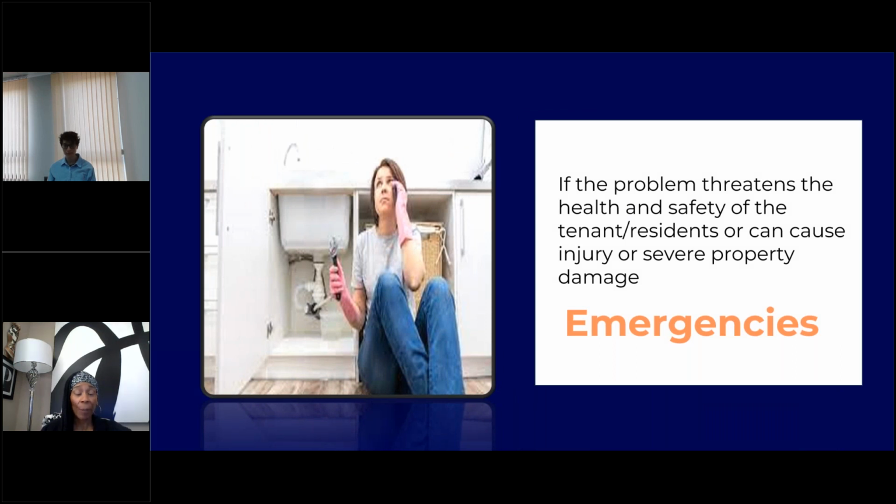Now, an emergency is if the problem threatens the health and safety of the tenant or residents, or can cause injury or severe property damage. That is considered an emergency. However, there are some other things that can be considered emergencies as well, and we'll talk about those. Next slide.